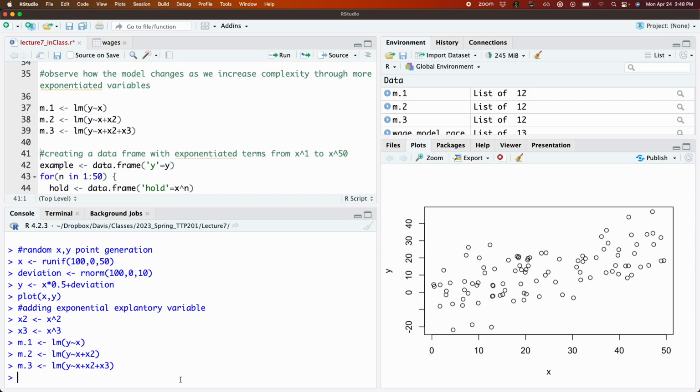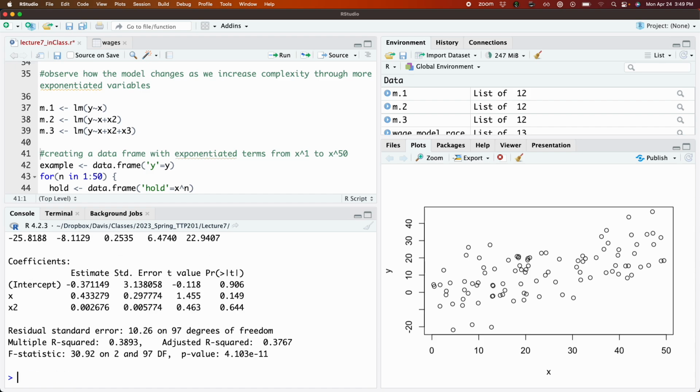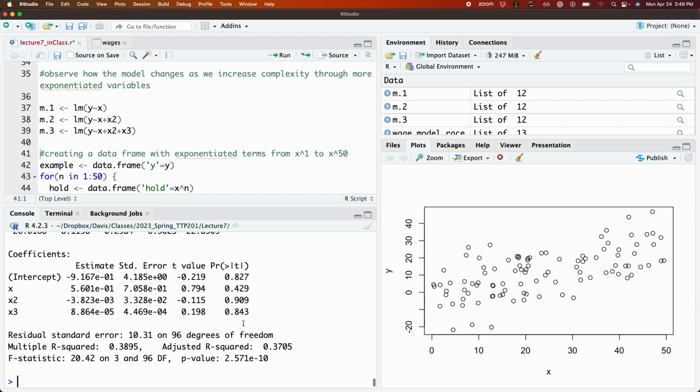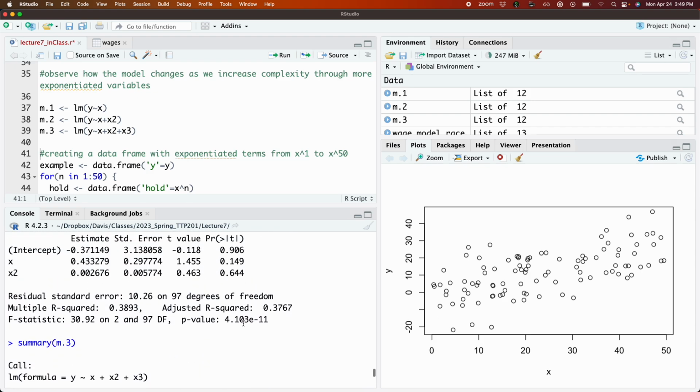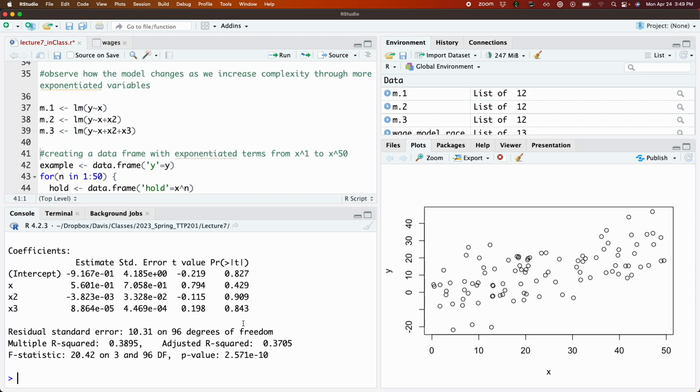So let me jump down here, and we'll just do summary of m.1. Okay, my R squared is 0.3879, 0.3893, so we're going up. Great. And 0.3895. And we'll talk about adjusted R squared. I keep saying we're going to talk about adjusted R squared. We're not there yet, but we will soon, so don't worry about adjusted R squared for now.